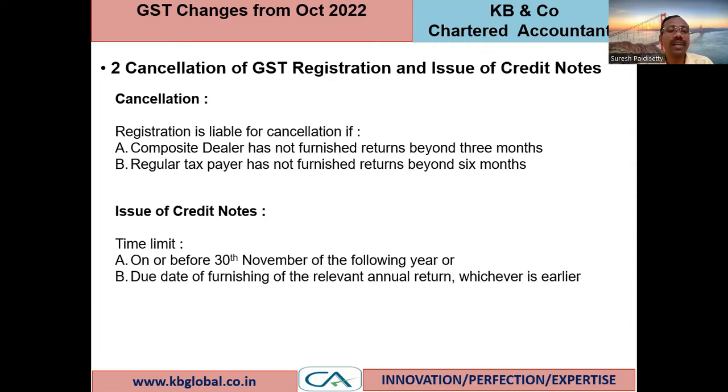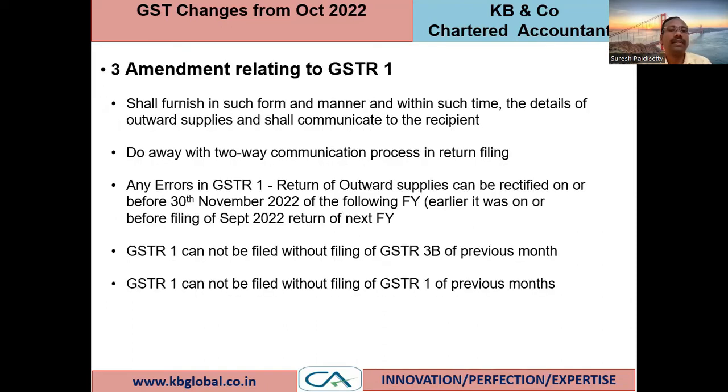For issue of credit notes, they mention the time limit: on or before 30th November of the following year or the due date of furnishing of the relevant annual return, whichever is earlier. For the annual return, the due date is 31st December. So if anyone wants to issue credit notes, they should do so before 30th November of the following year. Let us go to the third amendment.